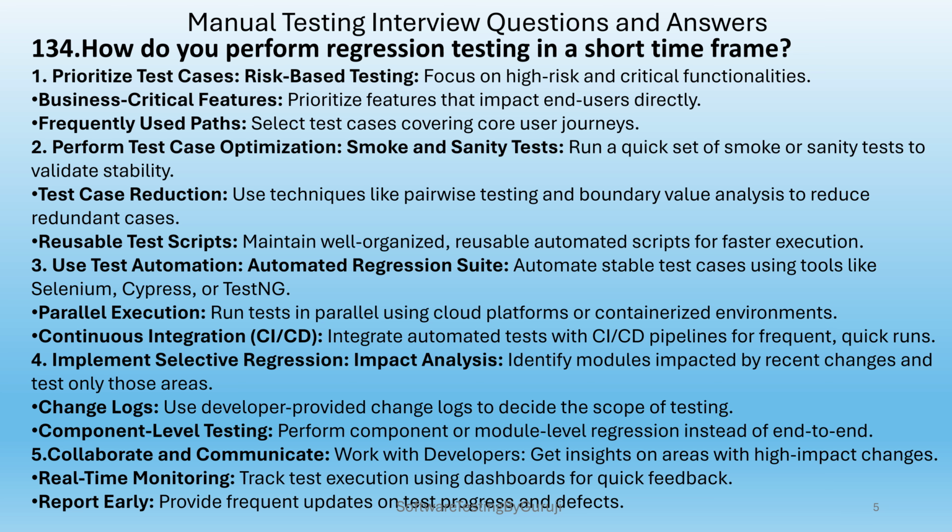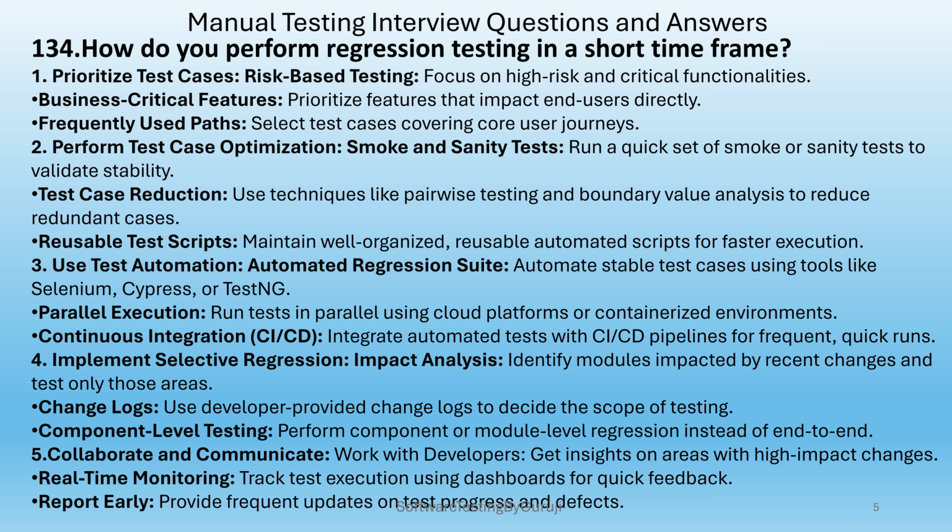Fourth, implement selective regression. Impact analysis. Identify modules impacted by recent changes and test only those areas. Change logs. Use developer provided change logs to decide the scope of testing. Component level testing. Perform component or module level regression instead of end to end.